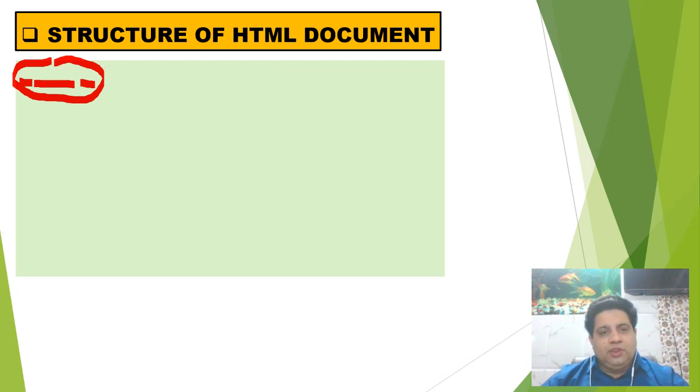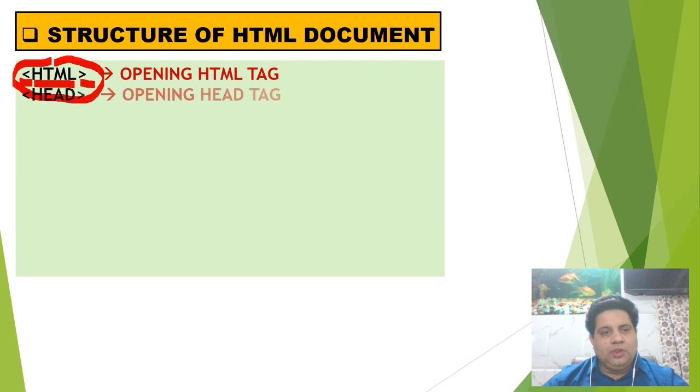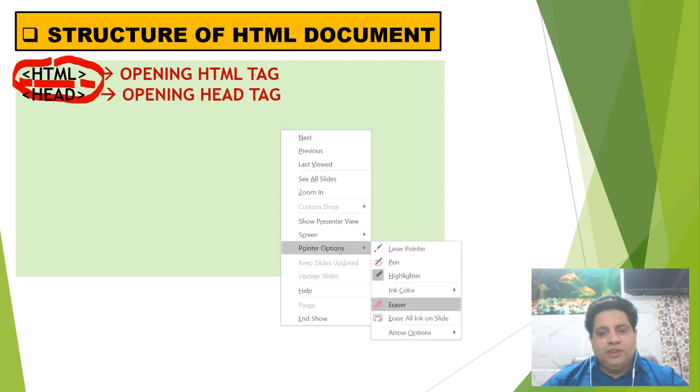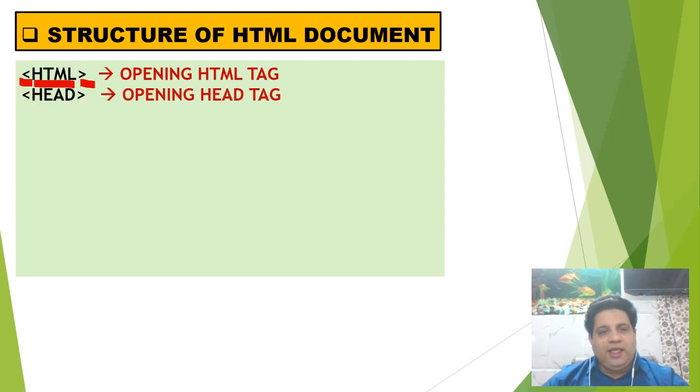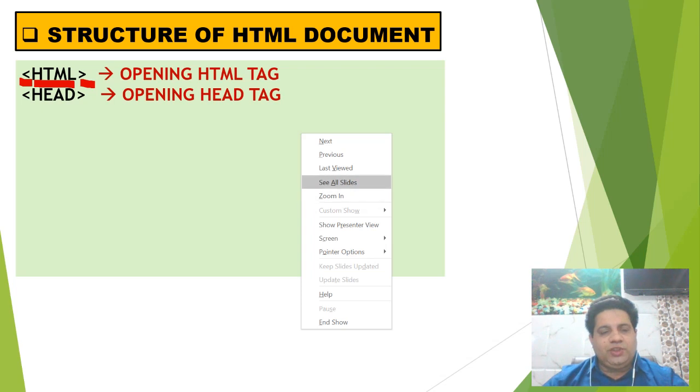Then after HTML tag comes the head tag. It is the opening head tag. Now see why we are writing opening HTML tag and opening head tag, because each opening tag has a matching closing tag also. So most of the tags you will find in HTML have opening tag as well as closing tags. But there are some tags that only have opening tags and not closing tags. We will discuss them later on.